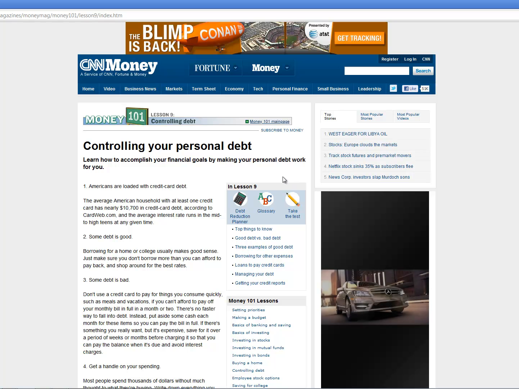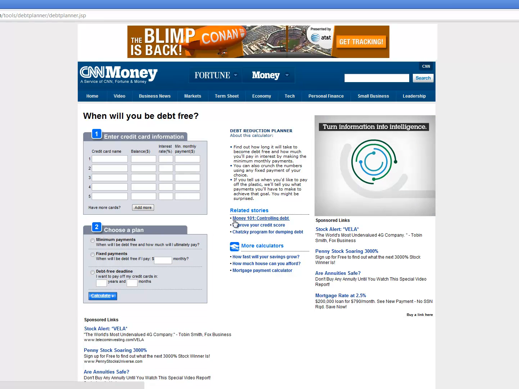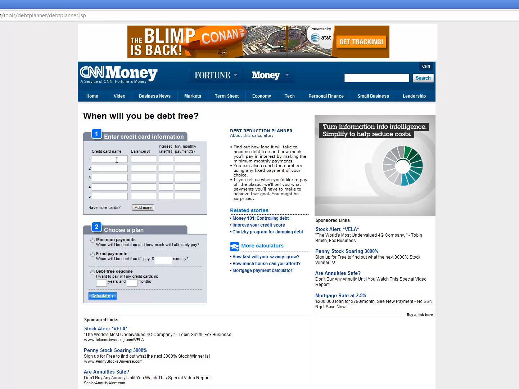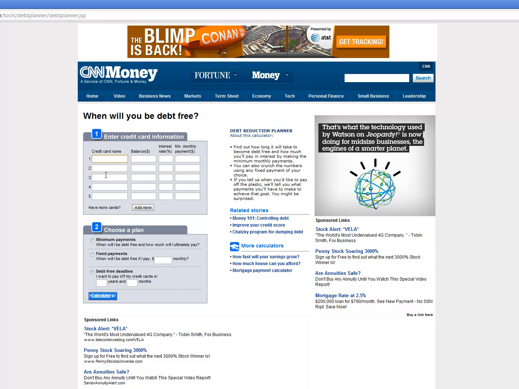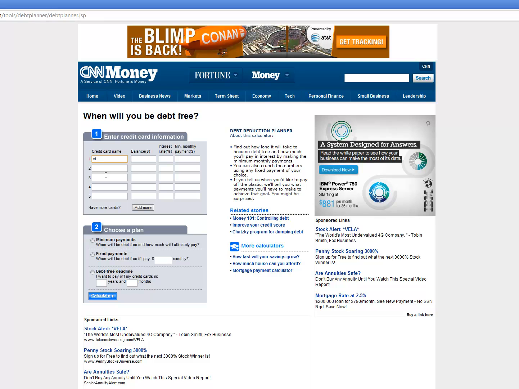But the thing I want to point out to you here is this debt reduction planner, because it's a great calculator for helping you to pay off your credit cards in a faster way than what is required. So I'm going to just do an estimate, something similar to what we saw. So the credit card name, let's say it's a Visa. And let's say it's $11,000. That's approximately what we were looking at. The interest rate is 12%. And the minimum monthly payment was over $300. Let's just say it's $325.